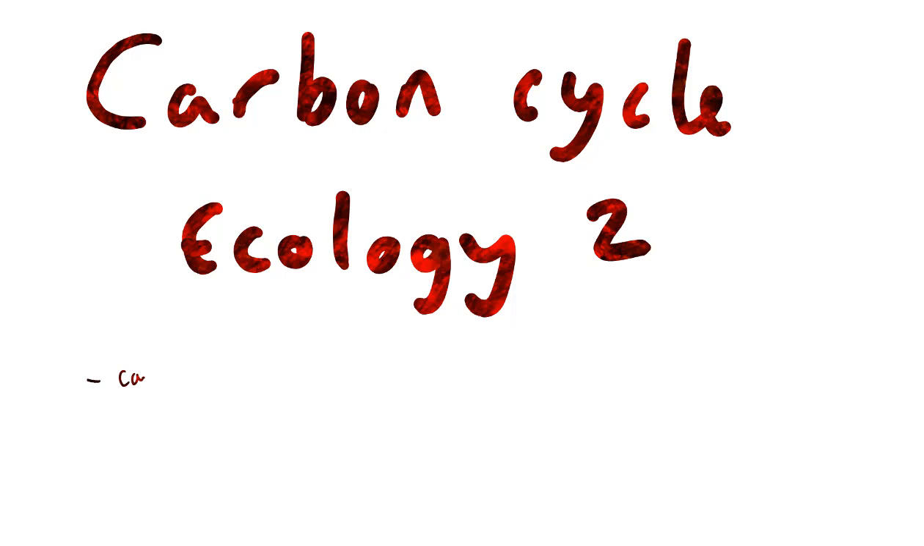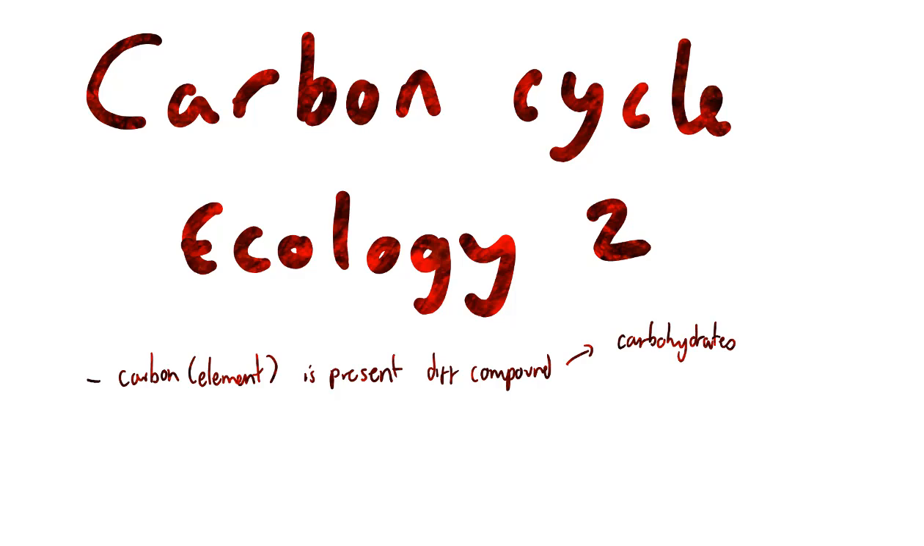Now, carbon, the element, is present in lots of different compounds. The types of compounds that it's present in are carbohydrates, proteins, and fats. So naturally it's going to get cycled between the different organisms in an ecosystem. As well as that, it's also present in carbon dioxide, which is in the air. And of course you'll remember carbon dioxide is produced in respiration.